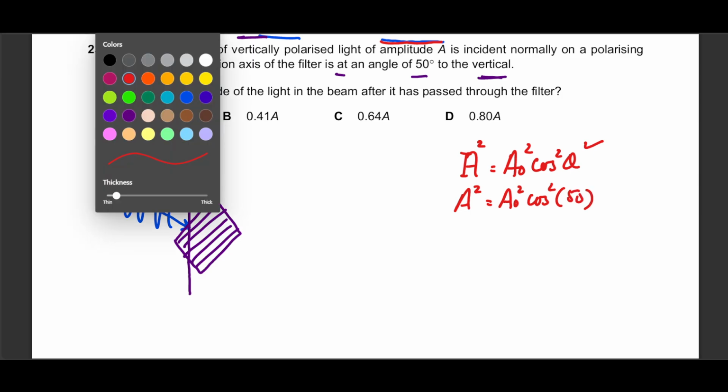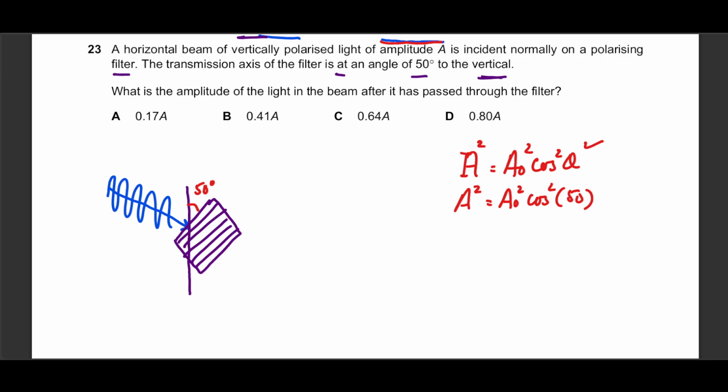You will encounter another problem calculating this. I would advise you to calculate cos 50 first, then take its square. So let me show it to you. Let me solve it for you step by step. If you take cos 50, your answer is going to come out as 0.6427.